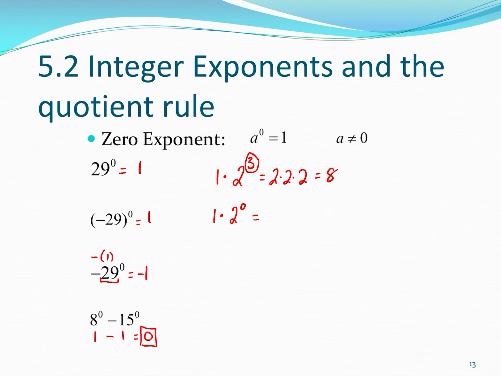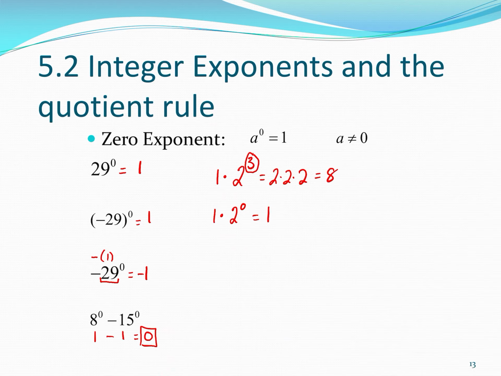Well, if you would agree that 1 times 2 to the third is that, then this should also be true, that 1 times this 2 to the 0 should also be a true statement. And so what that 0 means is that there are no 2's being multiplied. It does not mean there is a 0. A 0 is a number, right? It does not mean there is 0.